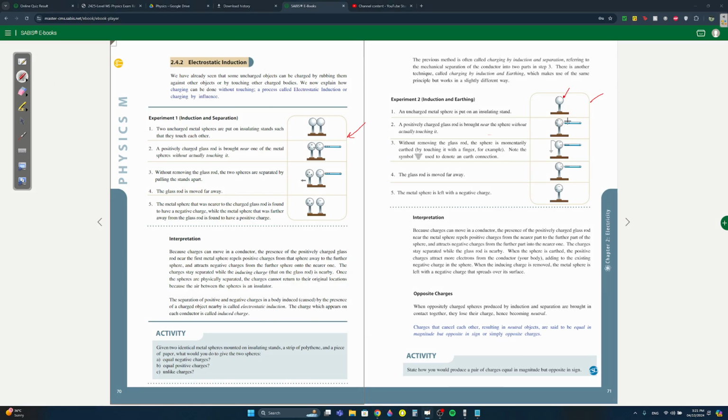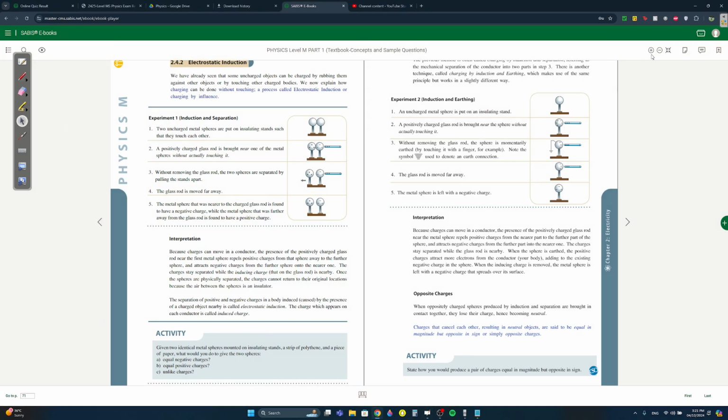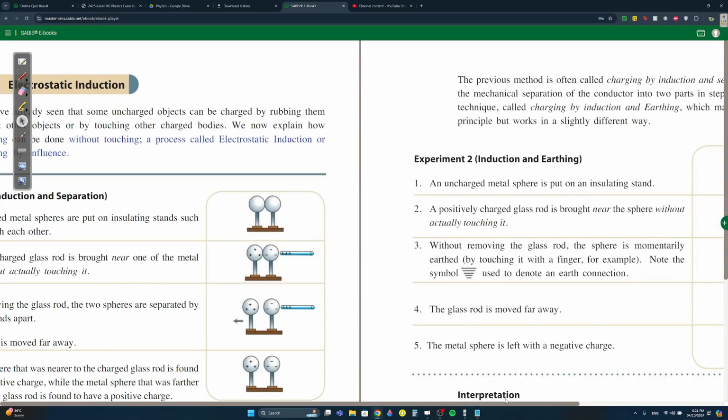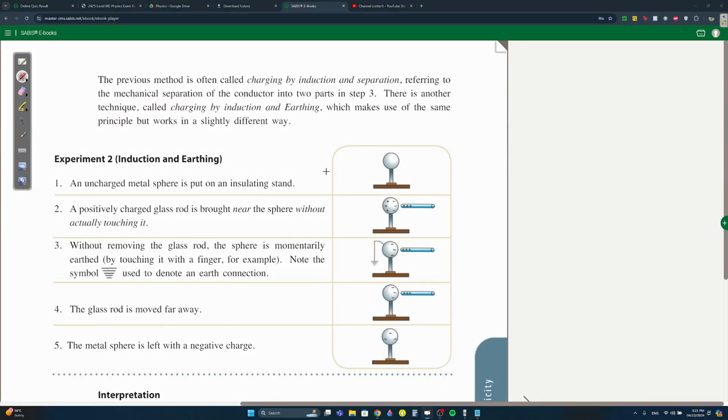You have a neutral sphere. You bring a positively charged sphere close. Let me zoom into this so you can see it just a bit better. Okay. You have a neutral sphere here. We bring a positive rod close to it. The positive rod will cause the negative charges to flow close to it because it attracts the opposite charges, with the positive charges building up on the other side, away from the positive.